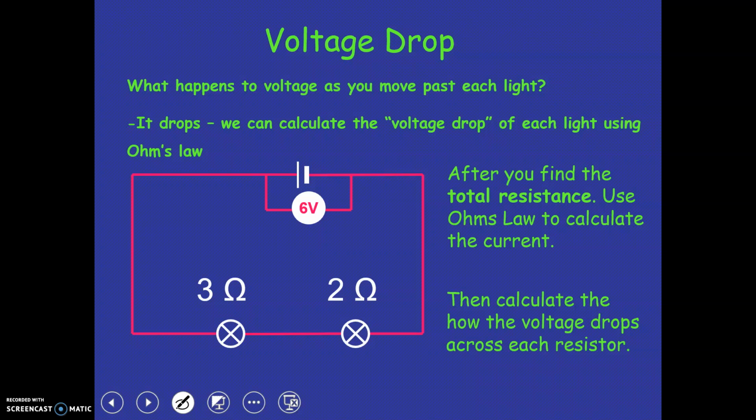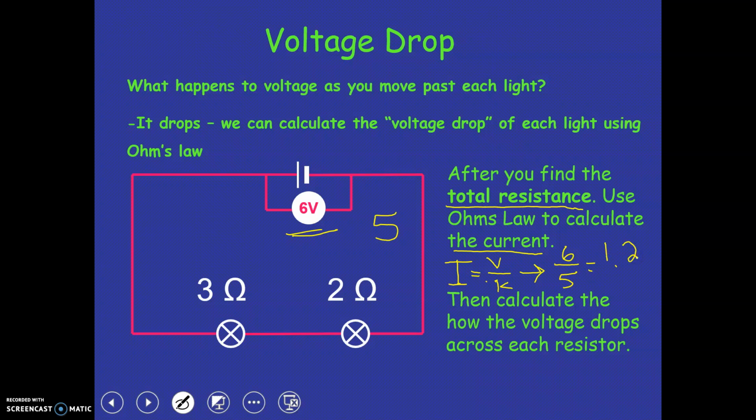And after every bulb, there's going to be a voltage drop, and we're going to be using Ohm's law to calculate this. So we found the total resistance to be 5, and now we're going to use it to calculate current. So we know that current is voltage divided by resistance. And our total voltage we have is 6. And our total resistance we just found was 5. So we're going to divide that. So our current is 1.2.